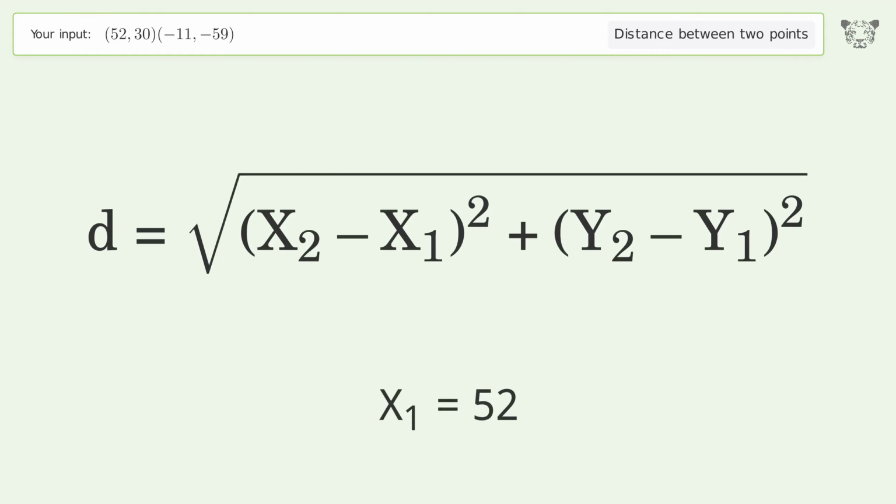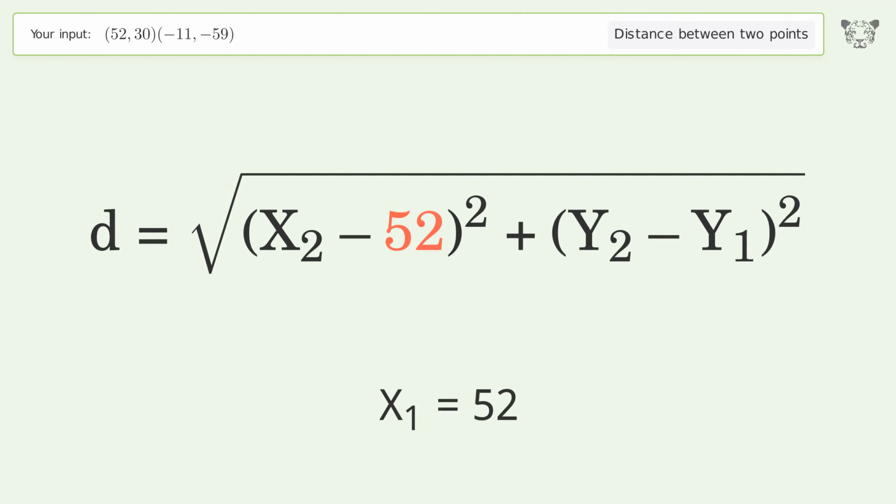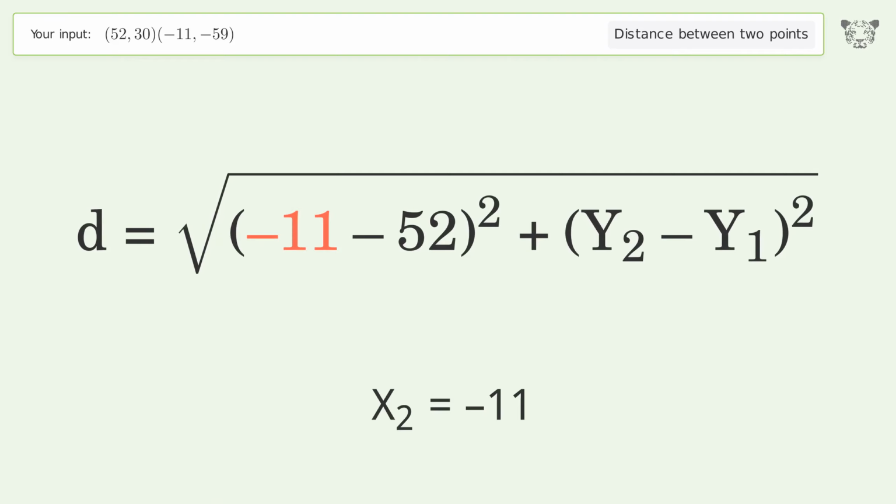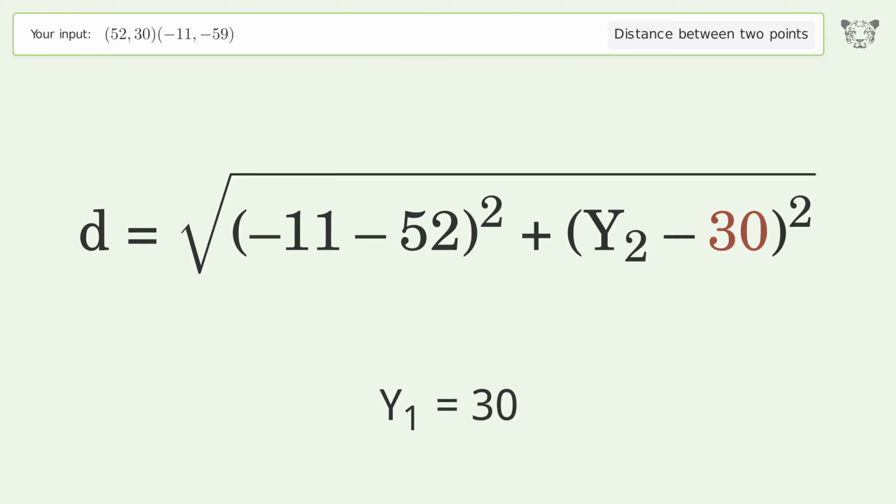x1 equals 52. x2 equals -11. y1 equals 30. y2 equals -59.